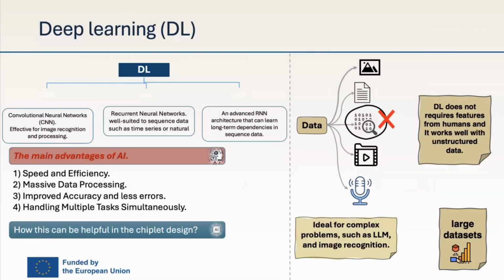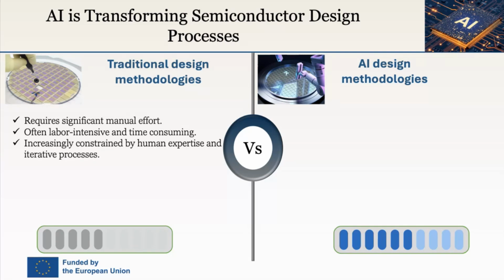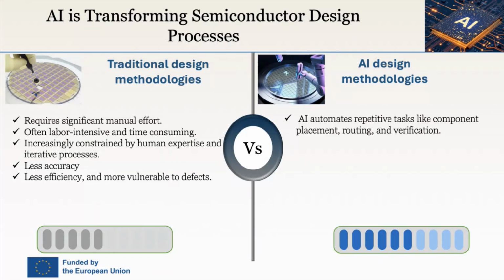Now, how can we apply deep learning, or AI in general, in chiplet design? Let's see in the next slide how we can do this. When we talk about traditional design based on a human doing a specific job, it requires a significant amount of effort. It's labor intensive and time consuming, depends on human experience, and most of the time is less accurate, less efficient and more vulnerable to defects.